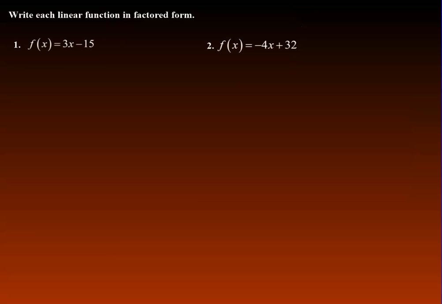Write each linear function in factored form. Number 1: f of x equals 3x minus 15. In order to put it in factored form, we pull out the 3 that's in front of the x, and then we divide each of these terms by 3. So 3x divided by 3 is just x, and negative 15 divided by 3 is negative 5. That's all we do. That's factored form, and number 1 is done.